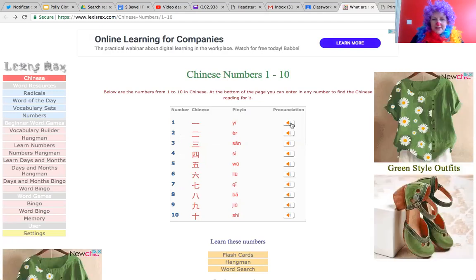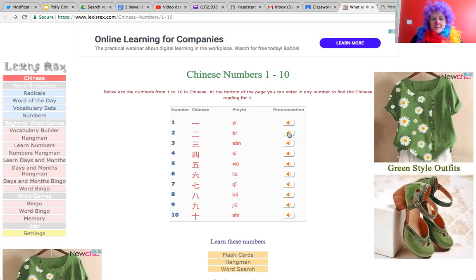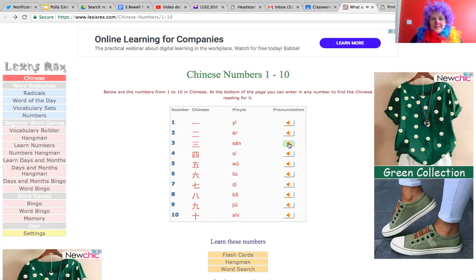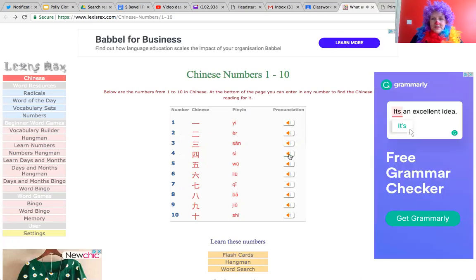So let's practice together. 一 Yi. Yi is the first number, number 1. Let's try again. 一 Yi. 二 Er. 二 Er. Er is the number 2. 三 San. 四 Si. 五 Wu. Notice the accent on the U. Wu. 六 Liu. 七 Qi.